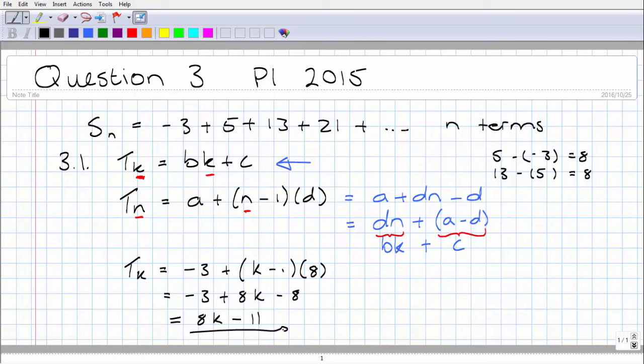So we've written it in that form. We've got it in the form of bk plus c, where b is 8 and then c is, in this case, minus 11.